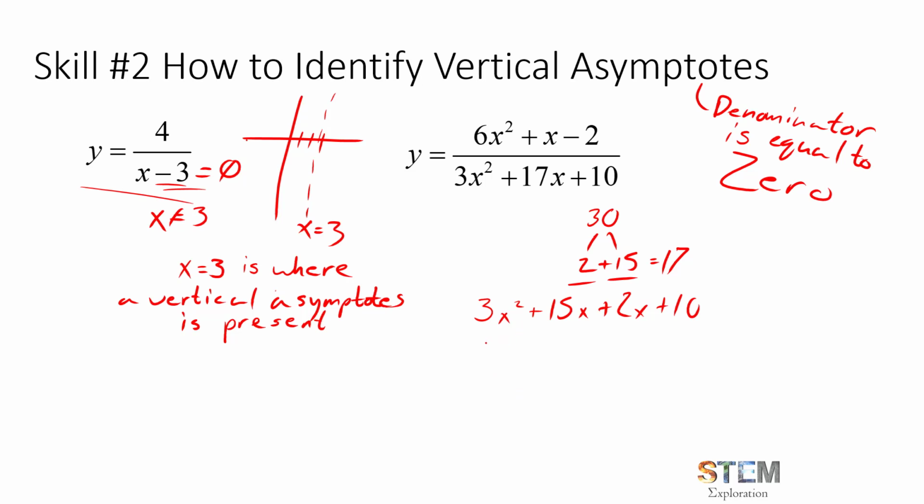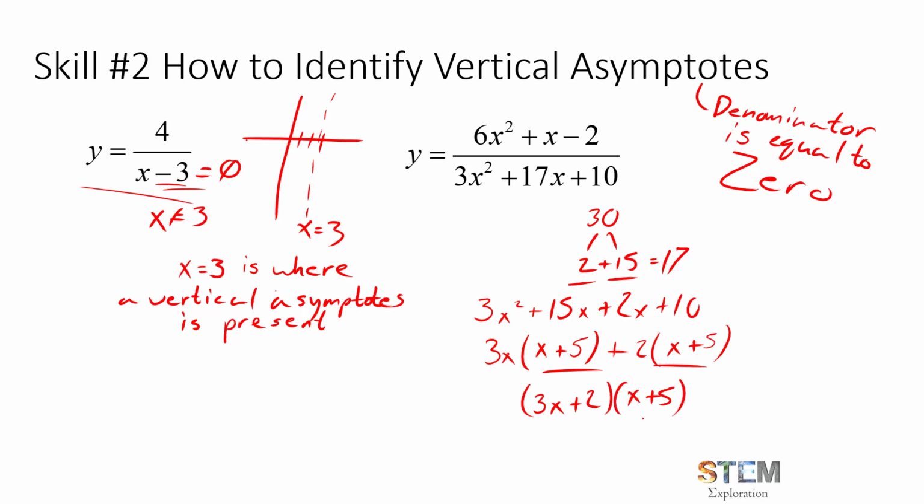And now we'll pull 3x from both of these terms, and that'll give us x plus 5. And then we'll pull a 2 out of this, and this will also give us x plus 5. Mission success. The two binomials present are the same, so we can factor the two binomials out. So now we can go 3x plus 2 and x plus 5.